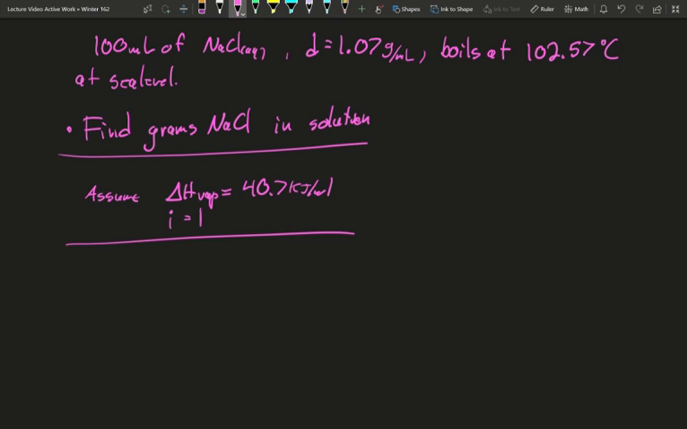In this video, we're going to try to determine the amount of sodium chloride that is dissolved in this 100 milliliters of solution. What we know is that the solution has a density of 1.07 grams per milliliter. We have 100 milliliters of the solution, and when we heated it up, that solution didn't boil until its temperature reached 102.57 degrees Celsius. Using just this info, can we find the grams of sodium chloride that were in that 100 milliliters?